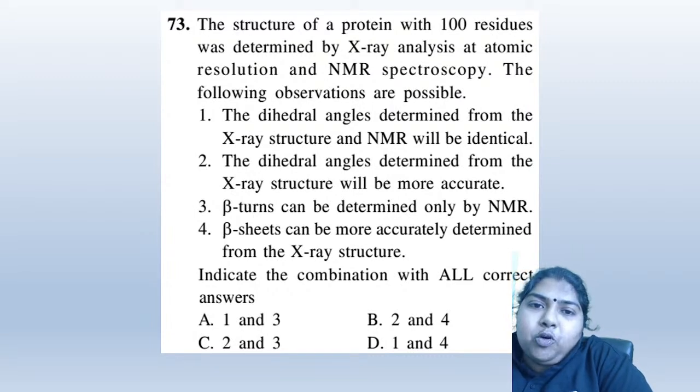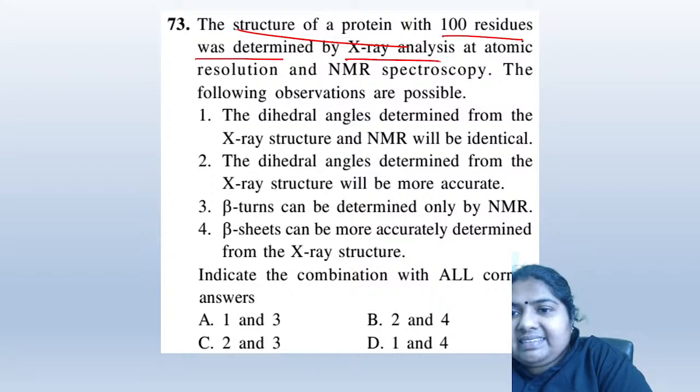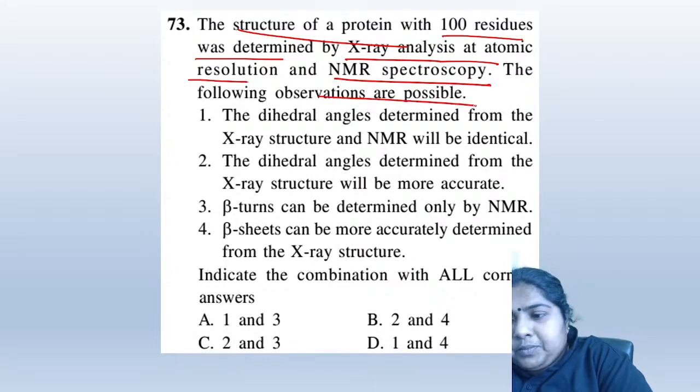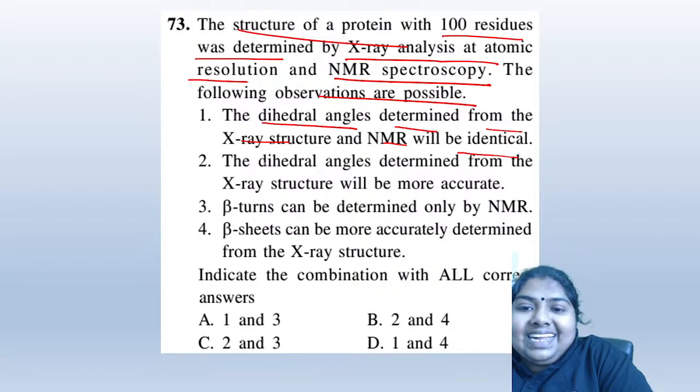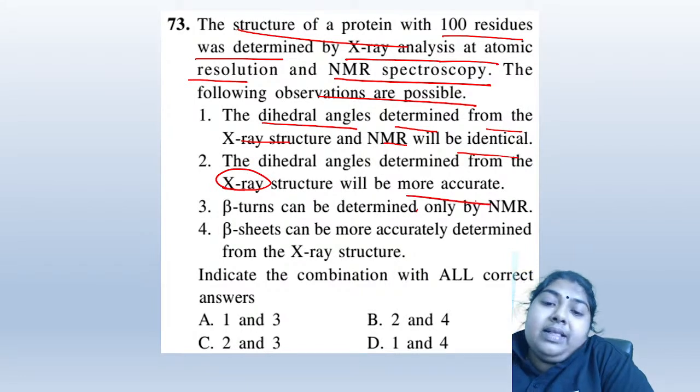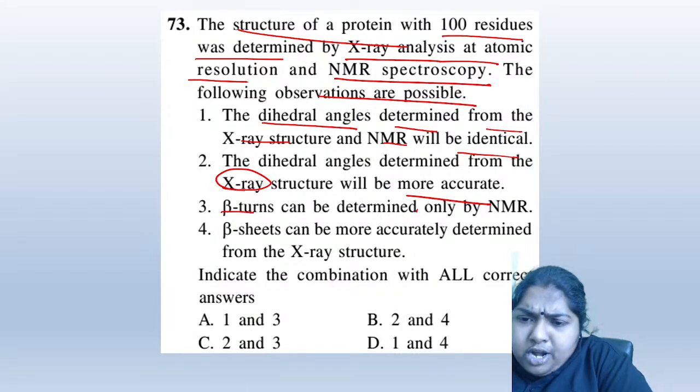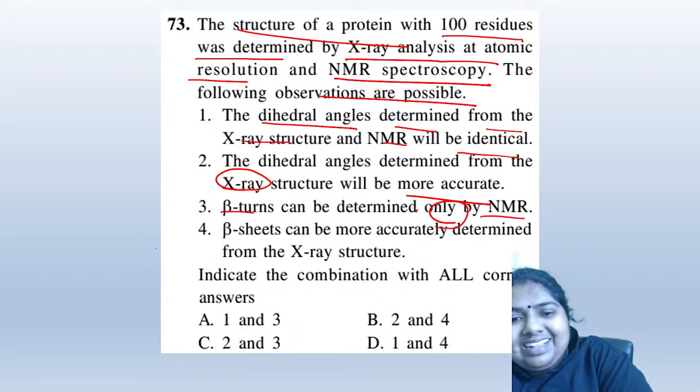The structure of a protein with 100 residues was determined by X-ray analysis at atomic resolution, and by NMR, and the following observations were made. The dihedral angles determined from the X-ray structure and NMR are going to be identical. The dihedral angles from the X-ray are going to be more accurate. The beta turns can be determined only by the NMR. Beta sheets can be accurately determined from the X-ray structure. Which is with all correct options?